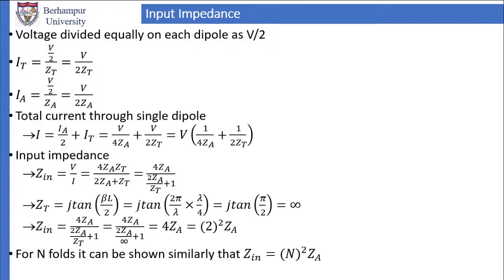Now find out what is the input impedance. Input impedance is equal to V by I. So Zin is equal to V by I is equal to V divided by V into 1 upon 4 ZA plus 1 upon 2 ZT.